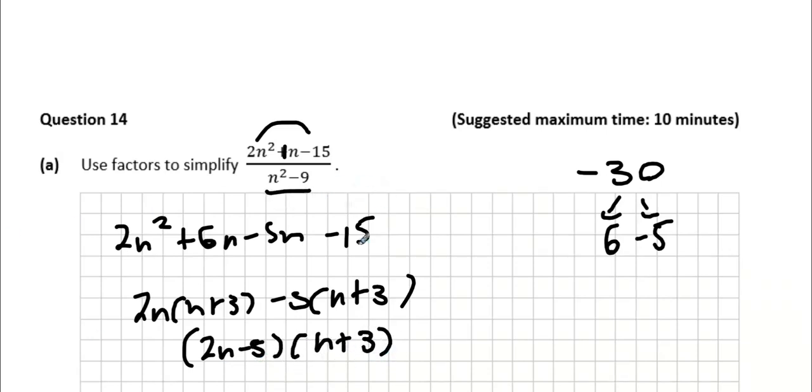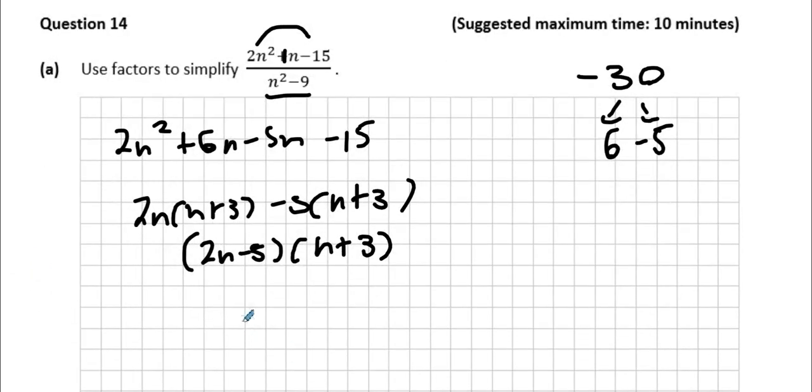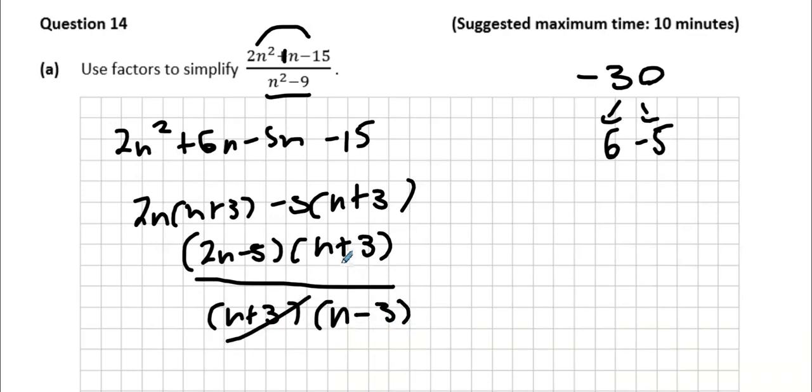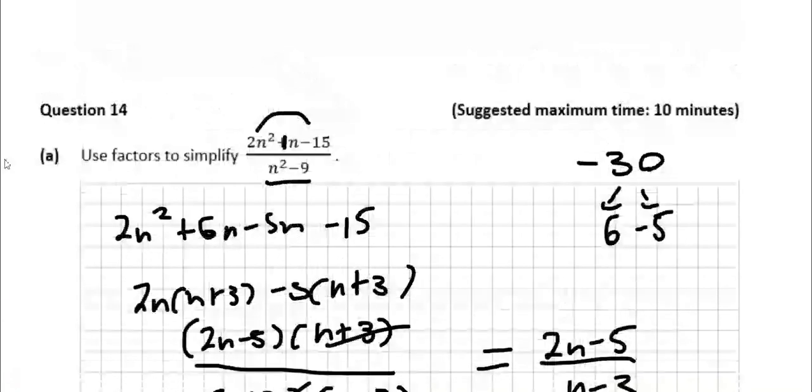Then on the bottom is the difference of two squares, which is going to be n plus 3 and n minus 3. And we can see that the n plus 3 is cancelled, and our answer is 2n minus 5 over n minus 3. Alright, so that's part A.